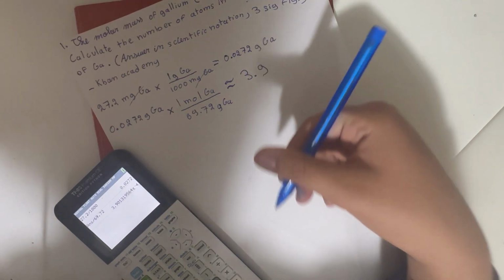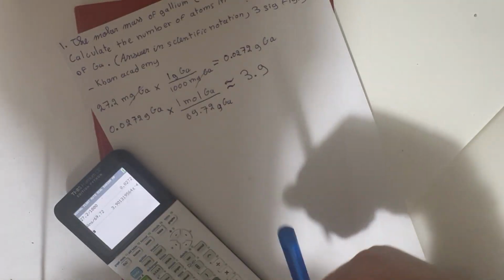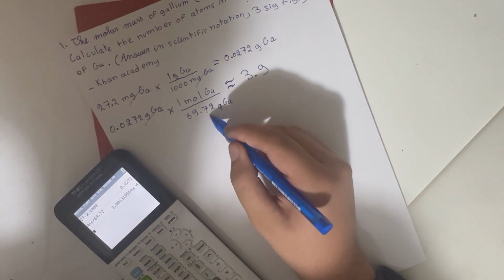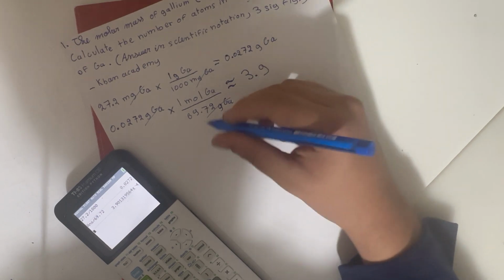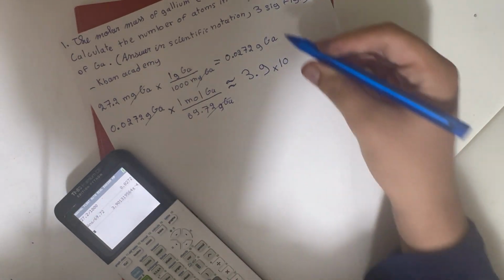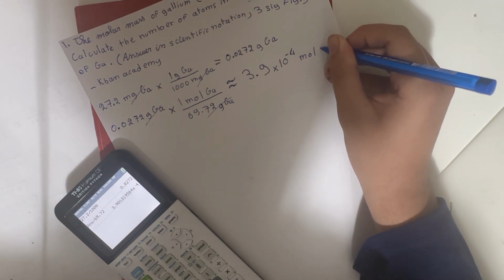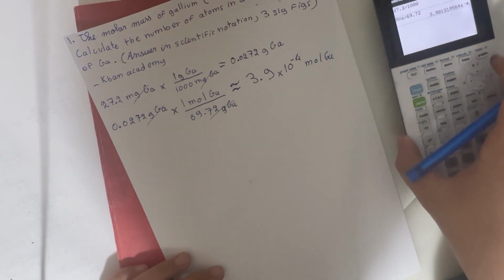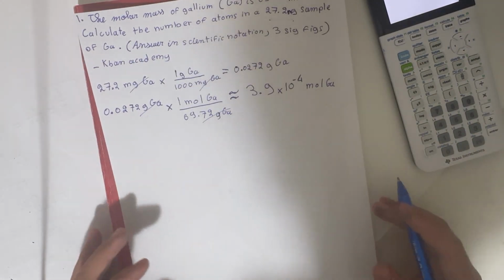This is in three significant figures, but our answer is going to be in three significant figures. Sorry. So the grams of gallium cancel out, and we're left with 3.9 times 10 to the -4th moles of gallium. The E is just times 10. And now we're able to calculate the number of atoms.